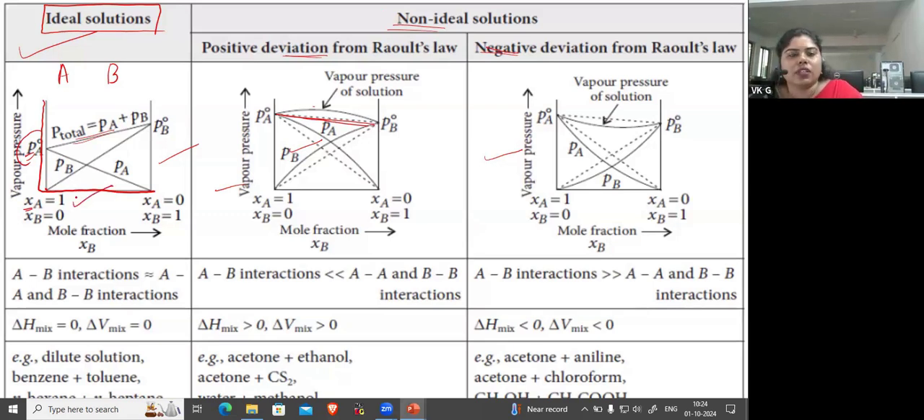So I hope you understood this graph. If two solutions obey this graph and you get exactly this graph, then you call it an ideal solution. Now, when do we get such a graph for an ideal solution? We will have to check that. Let's see what it is. So imagine, maybe I'll just give an example.